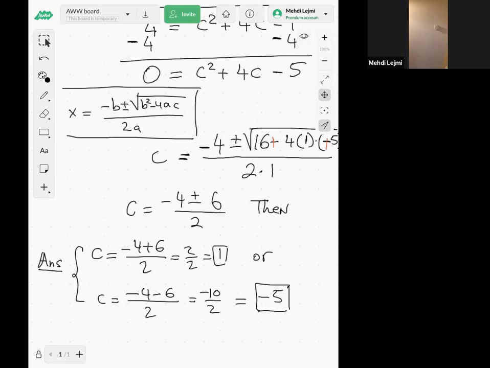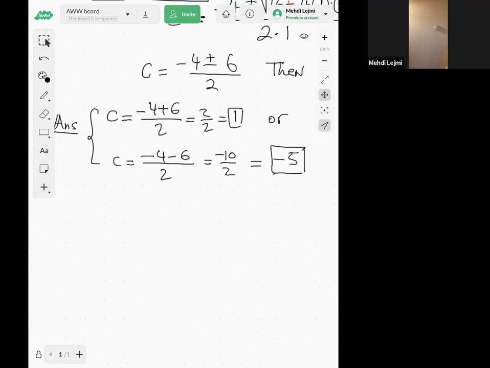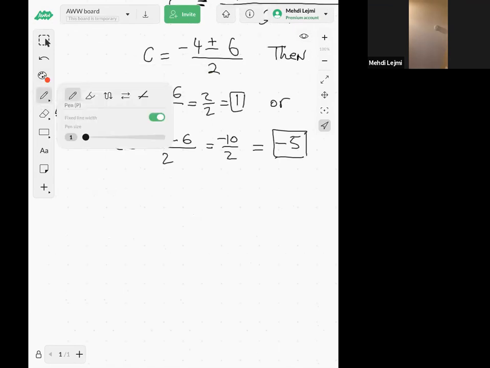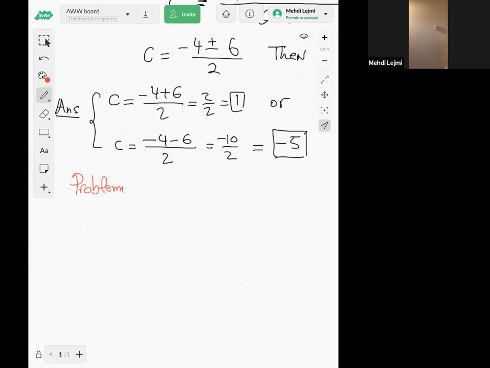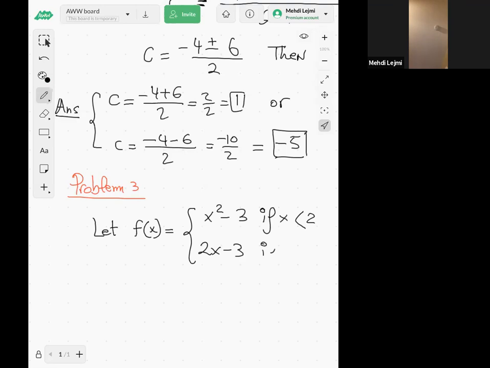So for problem number 3, here's problem number 3. We have a function f. Let f of x be given by x squared minus 3 if x is less than 2, then 2x minus 3 if x is larger than 2. So the first question: is f of x continuous at x equal to 2?